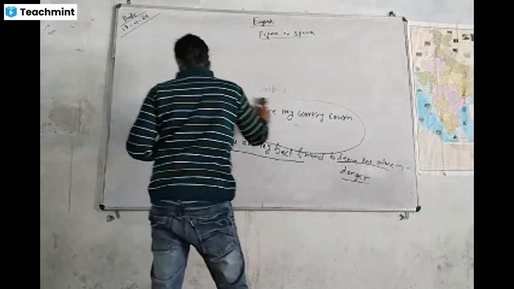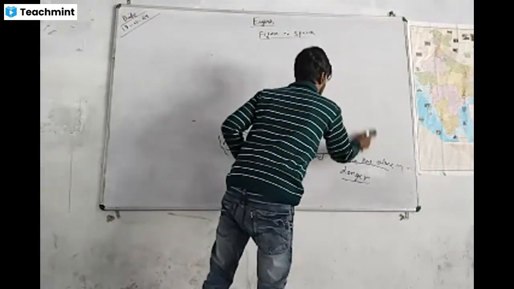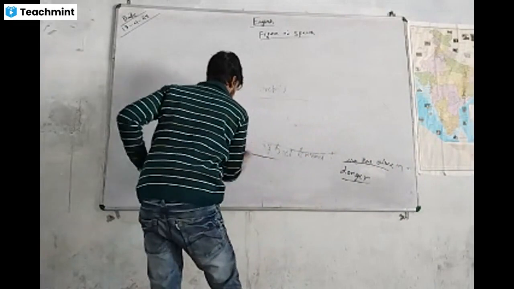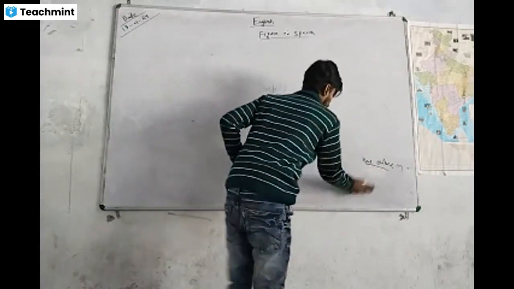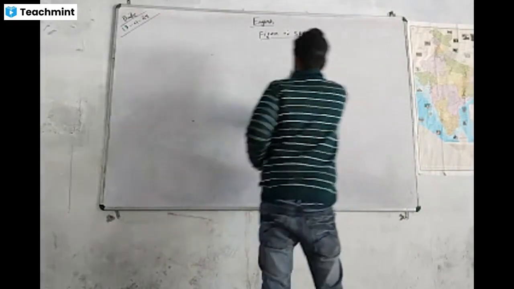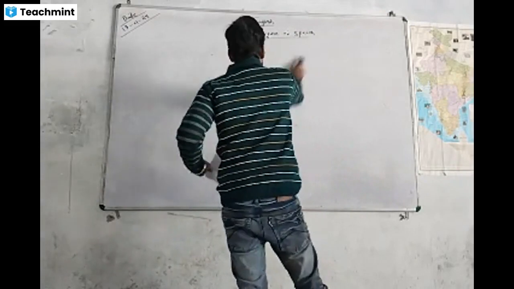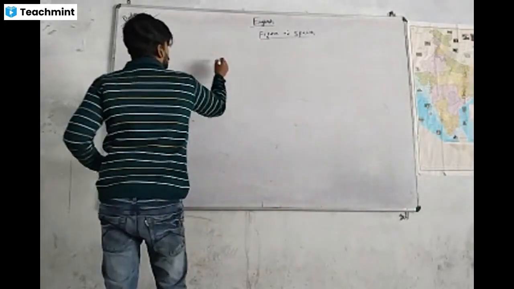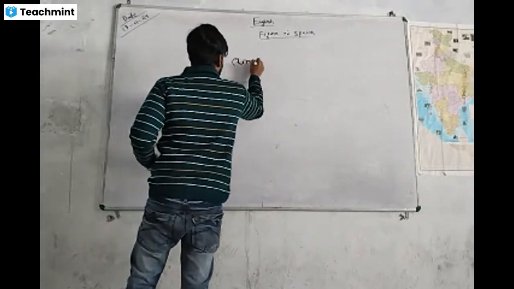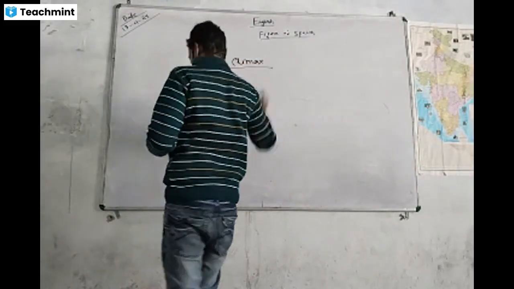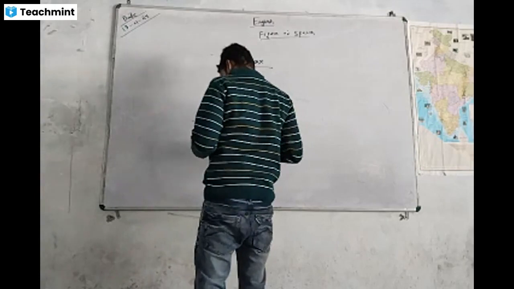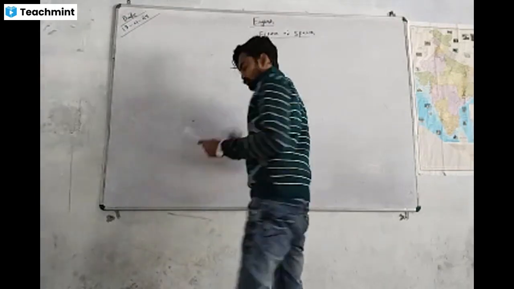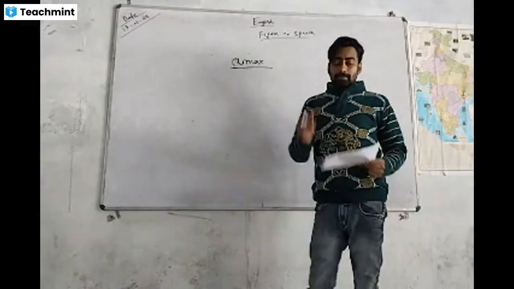Now comes the next one, that is called climax. Sorry, the third one. The third figure of speech is called climax. So what is climax? I am going to write it.